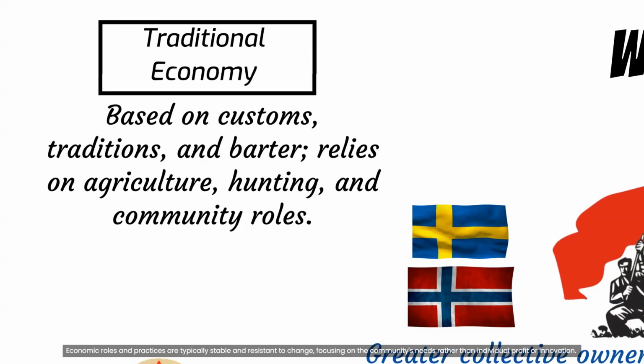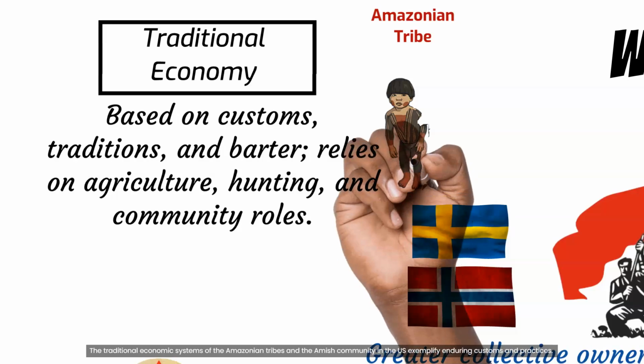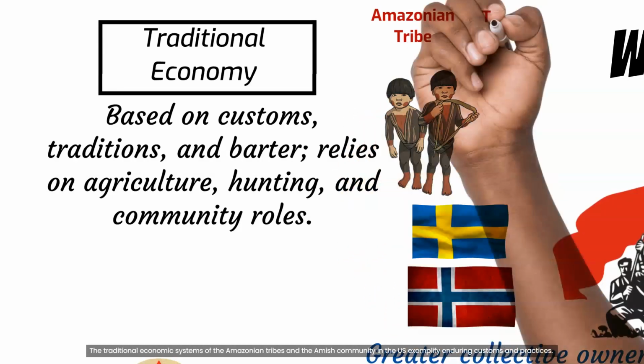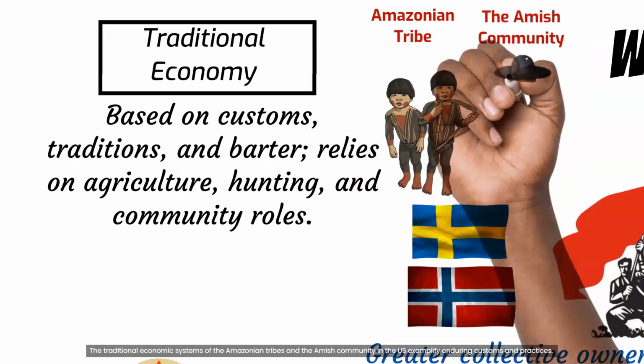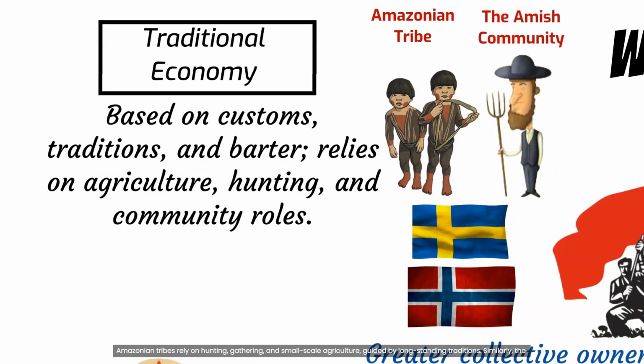Economic roles and practices are typically stable and resistant to change, focusing on the community's needs rather than individual profit or innovation. The traditional economic systems of the Amazonian tribes and the Amish community in the U.S. exemplify such enduring customs and practices. Amazonian tribes rely on hunting, gathering, and small-scale agriculture, guided by long-standing traditions. Similarly, the Amish emphasize simplicity and self-sufficiency through agriculture and craftsmanship, with economic roles passed down through generations. Both cultures uphold traditional values, ensuring resilience and sustainability in their economic practices.